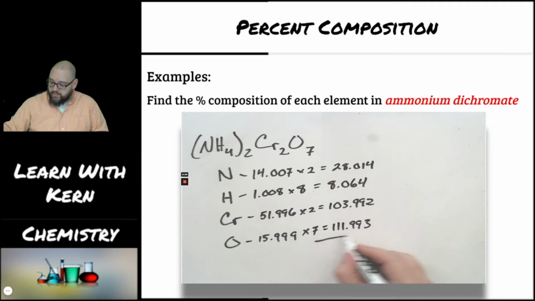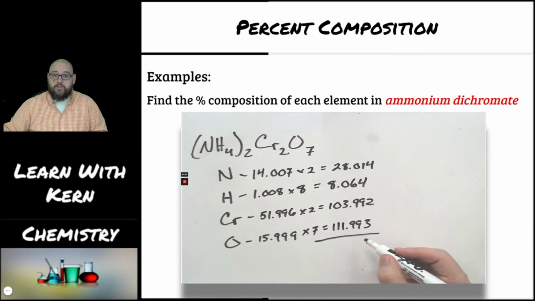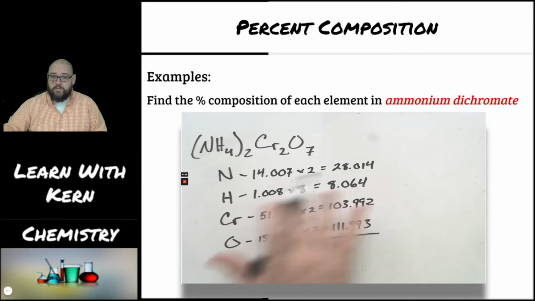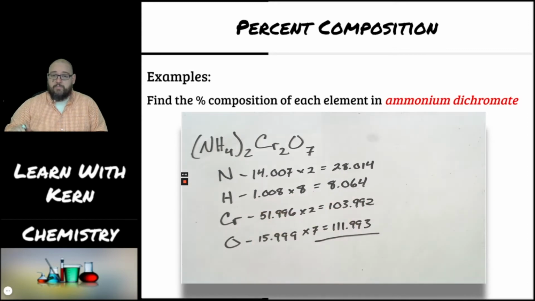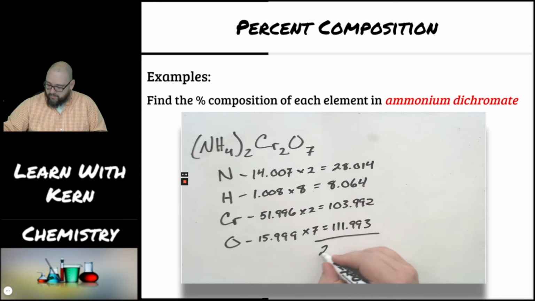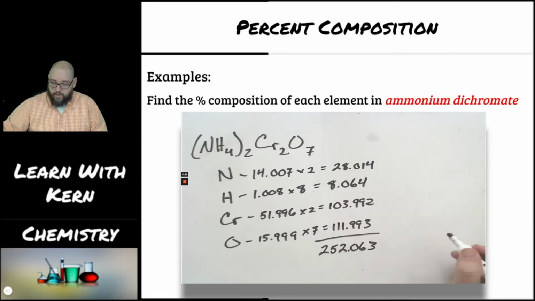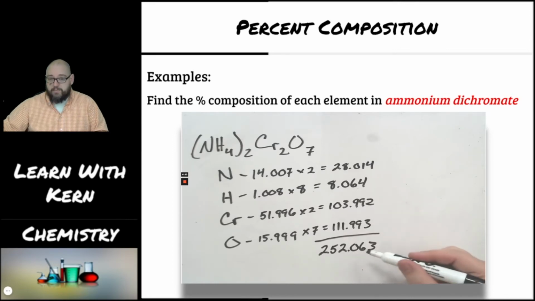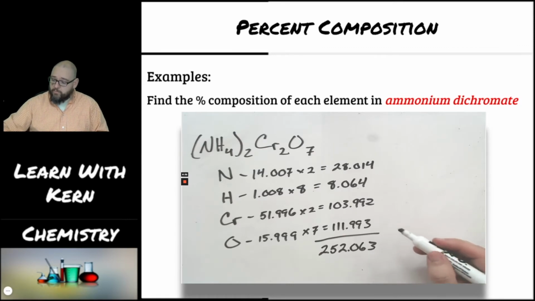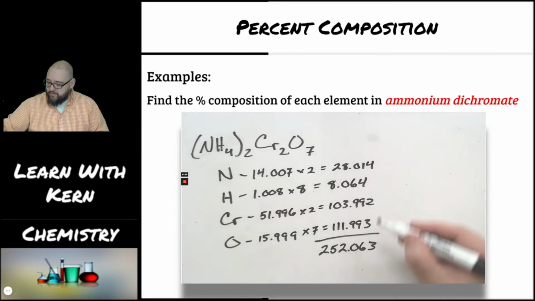So I found my total mass of each element, and now I'm going to add those all together. So I simply add these all together to get the total mass of the compound. So far, this is exactly like finding the molar mass of a compound. That's actually what we're doing. So we have a total molar mass of 252.063 grams per mole. Now, that is the mass of my whole. So now to find my percent composition, I'm going to take my part and divide by the whole.